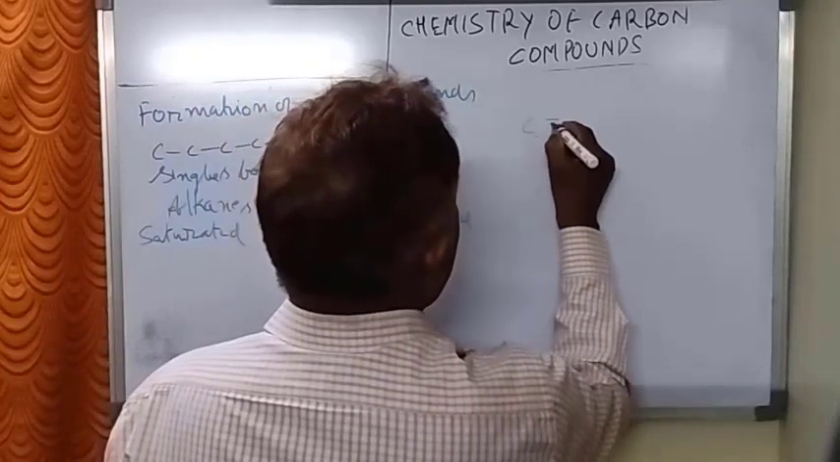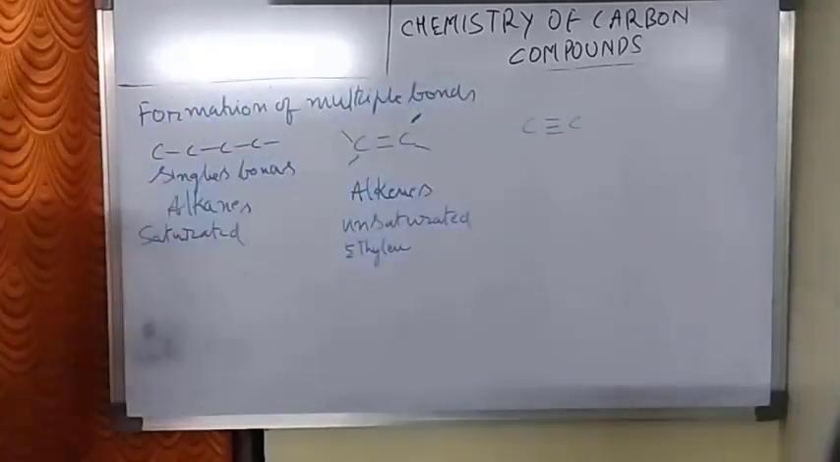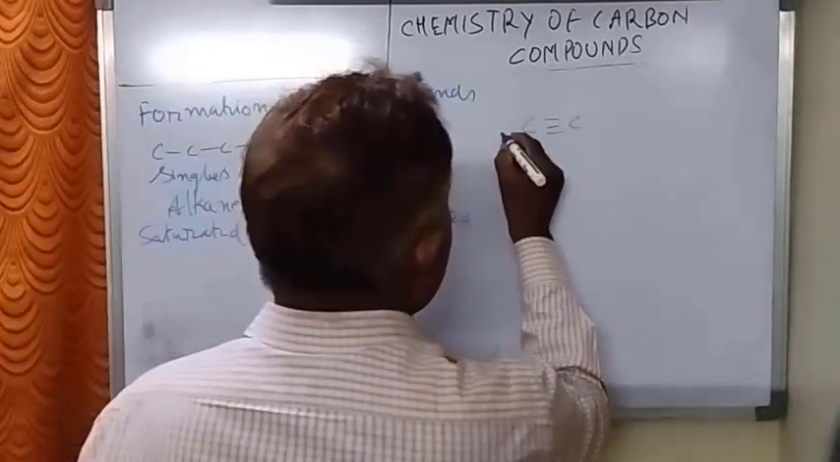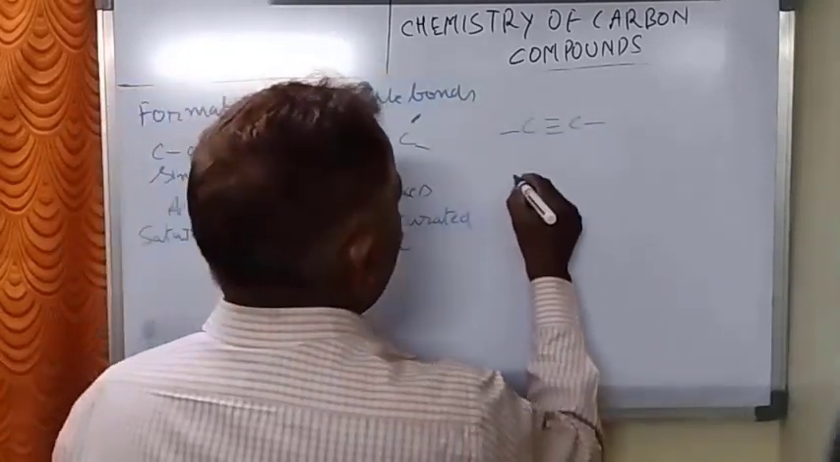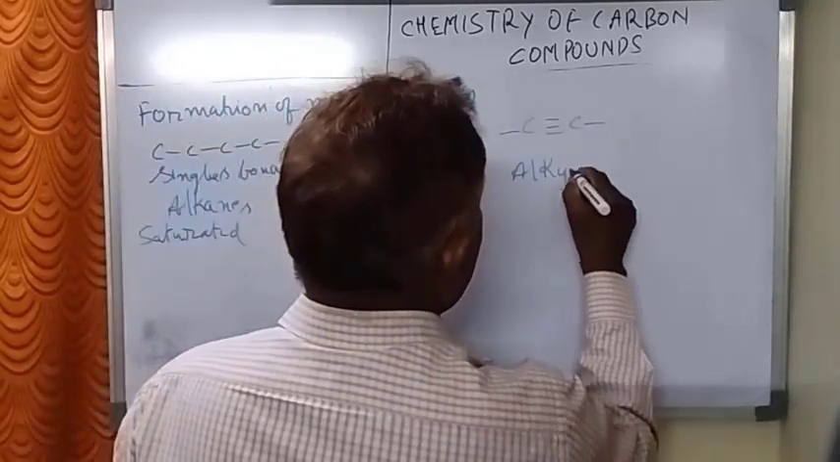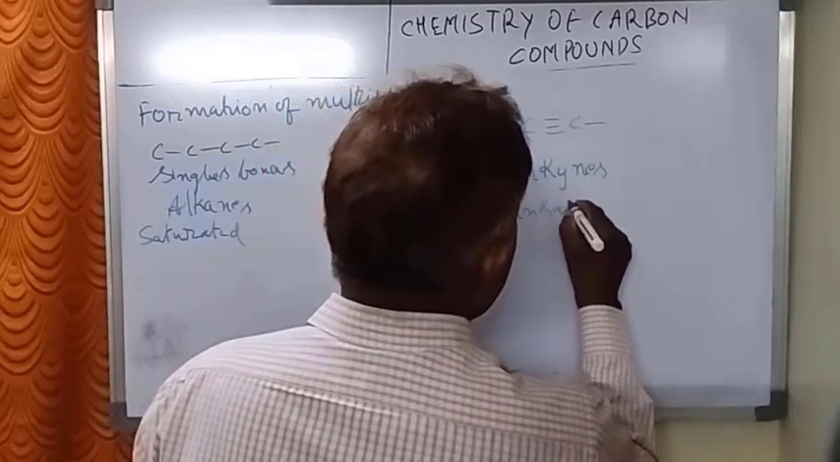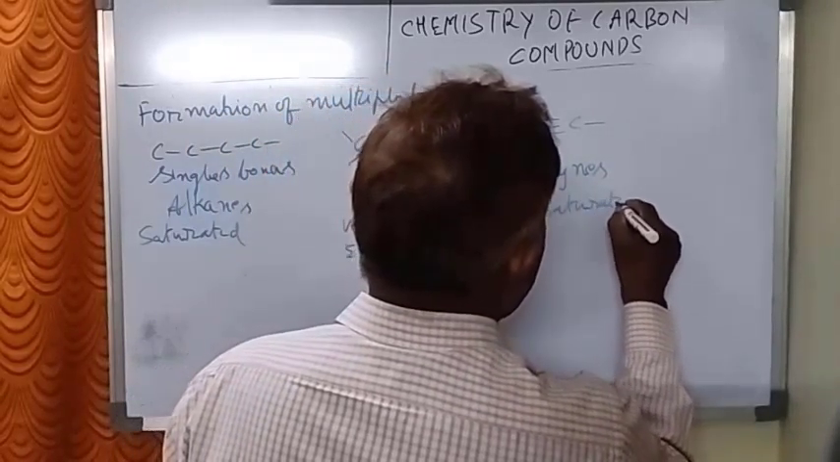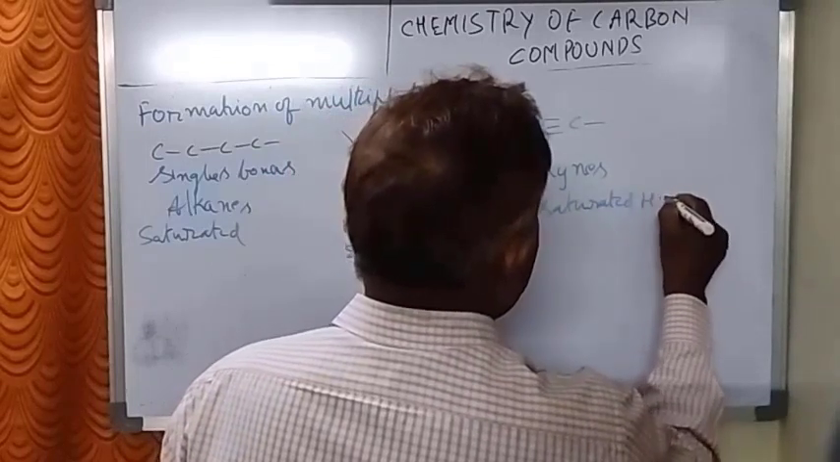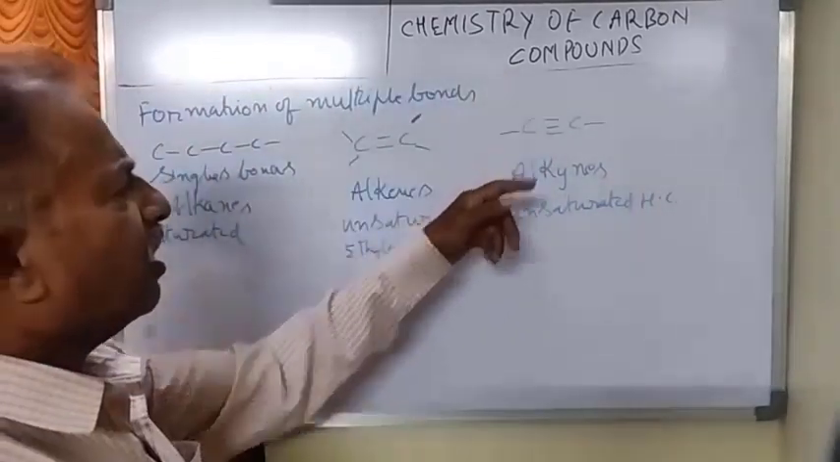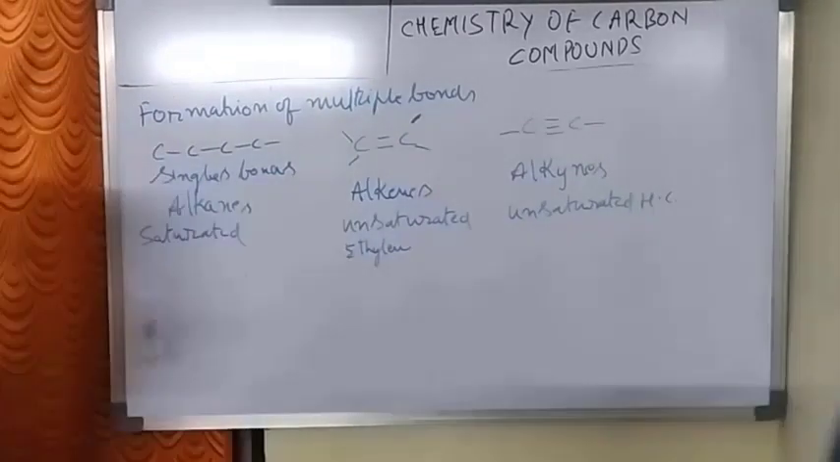And if a triple bond is present between any two carbon atoms, those compounds are referred to as alkynes. Alkynes are also unsaturated hydrocarbons. And this particular substance is acetylene.